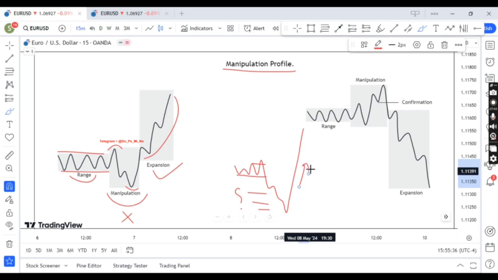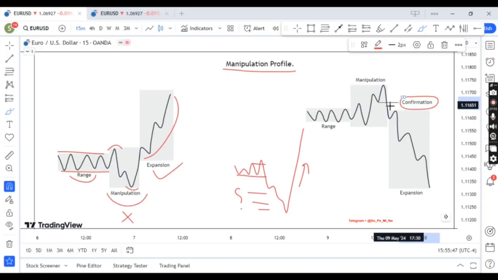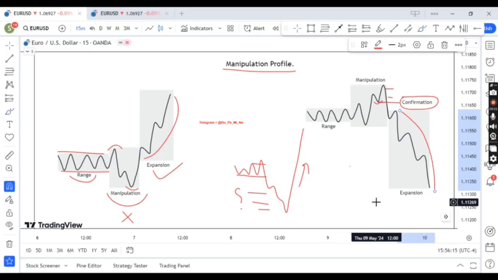So for that the solution is to wait for the manipulation profile to end, and once that ends you can position yourself in the expansion profile after a confirmation has been made in the form of a CSD or a model 1 entry, which I'll explain further in other chapters, right? Now confirmation for the manipulation profile ending is made once price closes below a swing low or a swing high or forms an order block. After that the manipulation profile has ended, and now you can enter a trade and position yourself in the expansion profile.